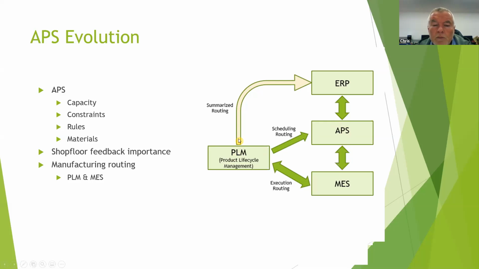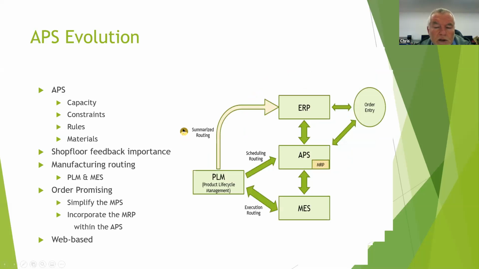And now we're seeing the PLM pass a summarized routing to the ERP system. So the APS no longer fetches the routing and the BOM from the ERP, but in actual fact may put it back there, but fetches the main detail from the PLM. Okay, so that's a change that's busy happening at the moment, but it's not the only one.